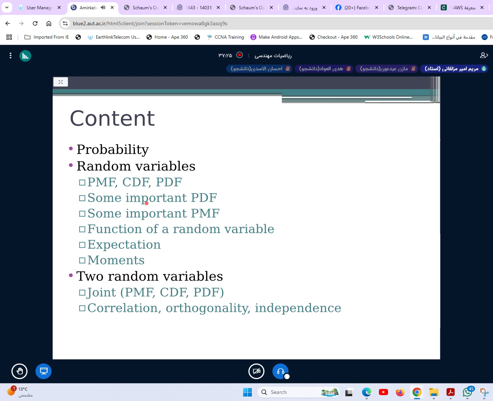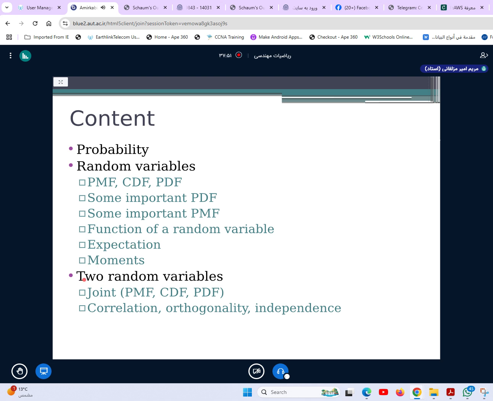Then we discuss some important PDFs, probability density functions. Then we discuss some important PMFs. Next, we discuss functions of random variables. We have a random variable, and we now want to obtain some information about functions of a random variable. Then we talk about expectation and then moments.